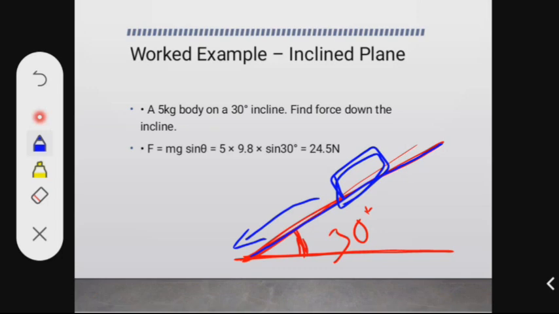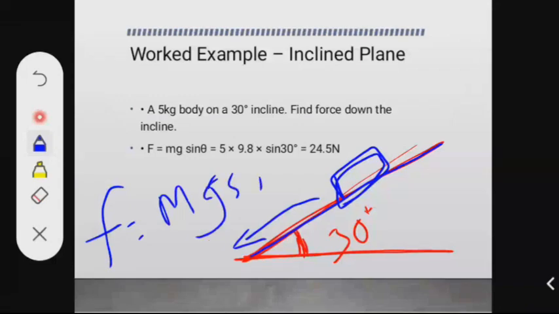Now they're asking us to find the force to move down the plane. So the force is F equals mg sin theta. We know our theta as 30, we know our acceleration due to gravity as 9.8, and they gave us the mass as 5. So if you calculate, you'll get your final answer to be 24.5.